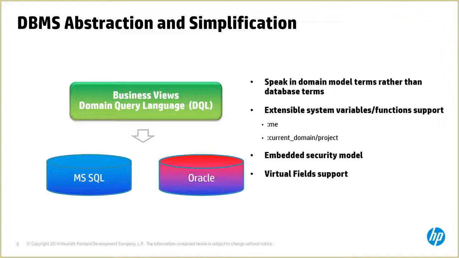The domain query language allows us to extend the syntax by adding supporting system variables and functions, system variables such as column me that we can put in the where clause that allows us to make the view already defined to address the current user. The same goes with current domain and project.